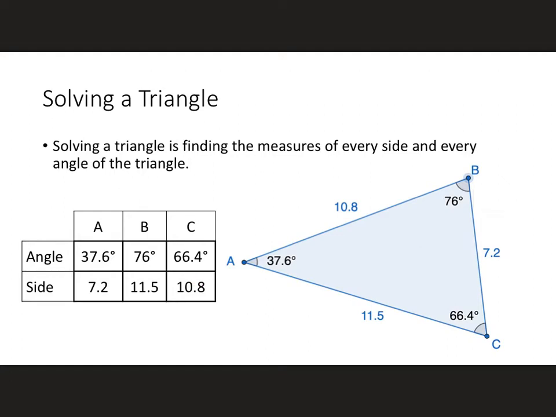Since a triangle always has 3 angles and 3 sides, keeping them in this table will make it easier for you to visualize what you still need to solve for. Also, I put the angles on top and the sides on the bottom, and the reason is because then it lines up with the law of sines. So the sine of 37.6 divided by 7.2 will equal the sine of 76 degrees divided by 11.5, and that will also equal the sine of 66.4 degrees divided by 10.8. So it lets me think about it in terms of law of sines, and that also makes it easier for me to solve these problems.